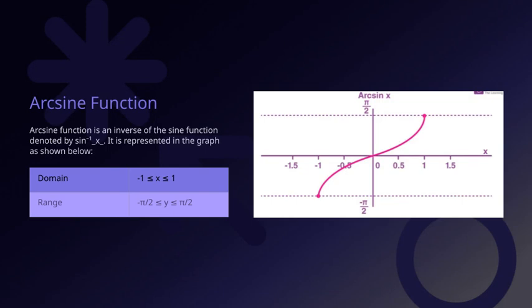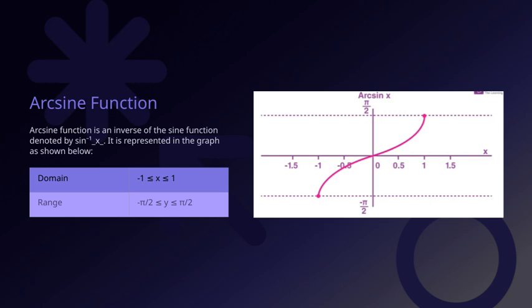As you can see, it is the inverse of the sine function, which we often write as sin x. This means that if you have a sine value, the arcsine helps you find the original angle. On the graph, the arcsine function is represented visually, and it's important to understand its domain and range. The domain is from -1 to 1, which makes sense because sine values only fall within this interval.